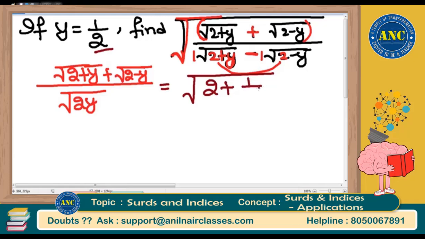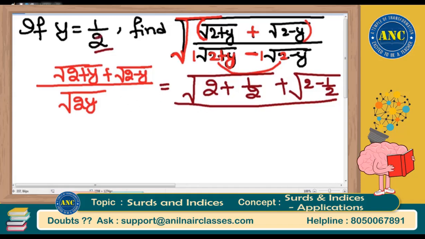Substitute: 2 plus 1 by 2 plus root 2 minus 1 by 2, divided by y, where y value is 1 by 2. So if I cross multiply, 2y value is 1. Root of 2y is root 1, which is 1. Right? Root 1, which is 1. So your numerator is left with root of 2 plus 1 by 2, which is 5 by 2. It is root 5 by root 2.